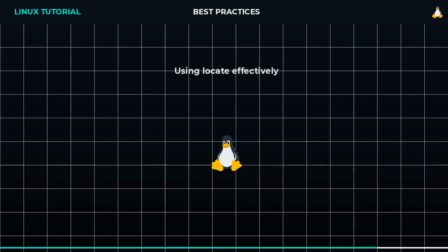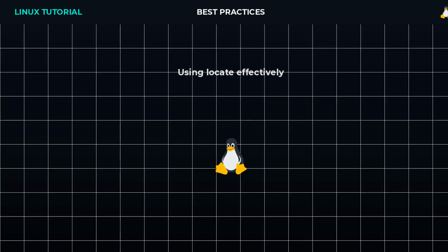To get the most out of locate, make sure to update the database regularly. You can do this by running updatedb as a cron job or manually when needed. Also, be aware that locate is case sensitive, so make sure to use the correct case when searching for files.